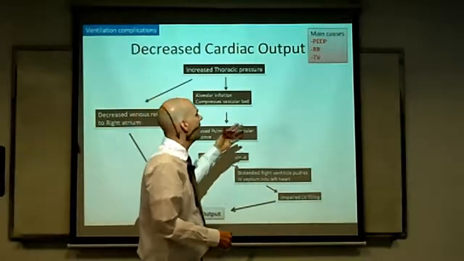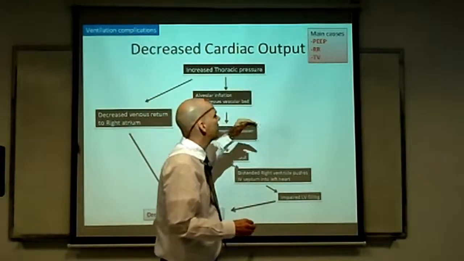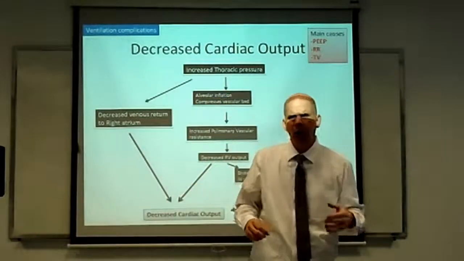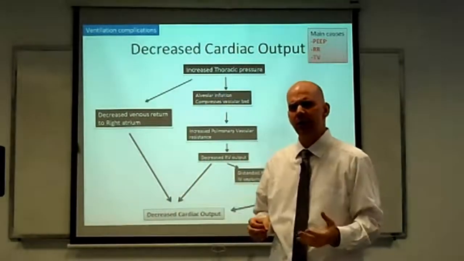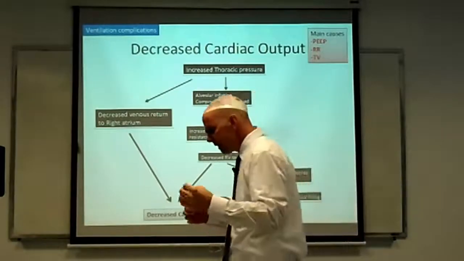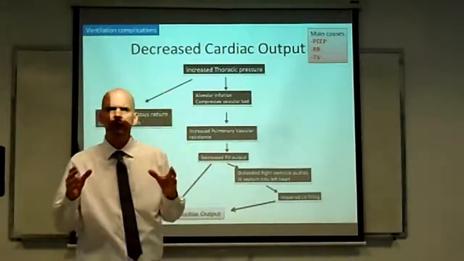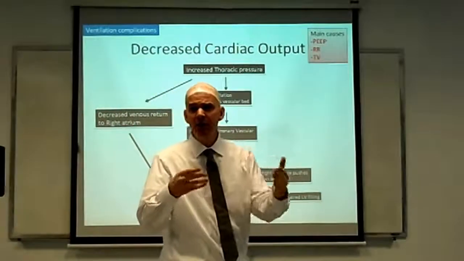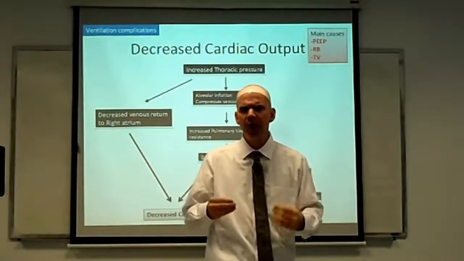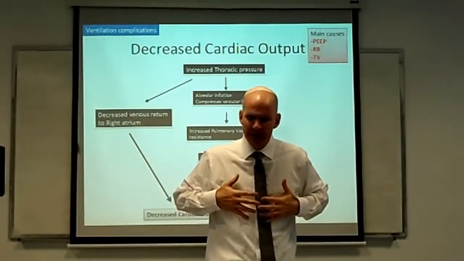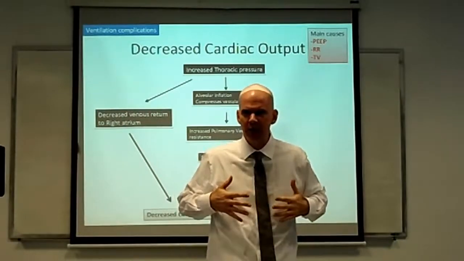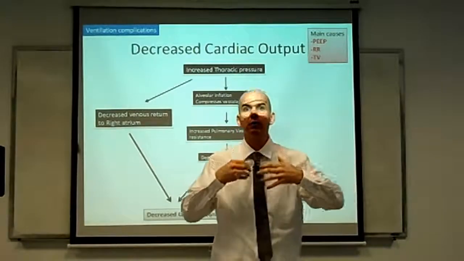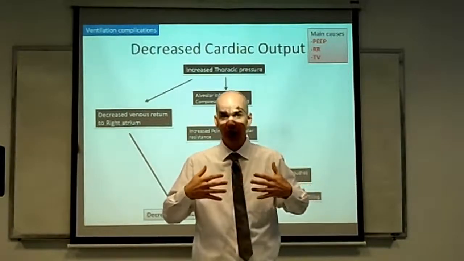This is caused mostly by a high positive end expiratory pressure, high respiratory rate, and high tidal volume. Why do I get decreased cardiac output? Well, remember, with positive pressure ventilation, I'm ending up with an unnatural kind of situation. With normal physiologic breathing, I have negative pressure in my lungs during inhalation. With positive pressure ventilation, I have supraatmospheric pressure in the lungs during inhalation.